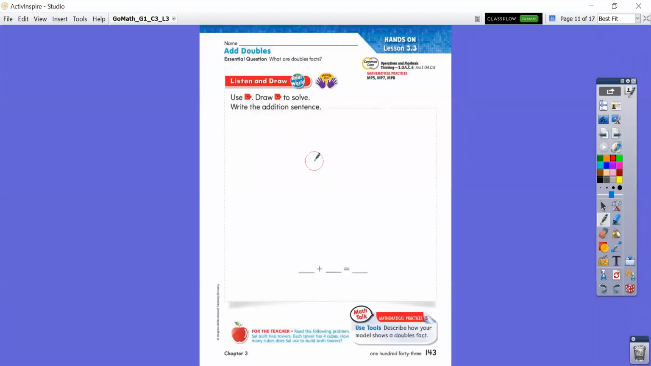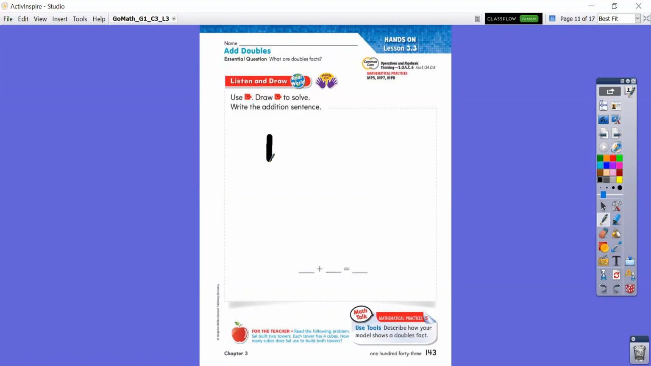Okay, so what we're going to do here is draw some doubles facts. My problem down at the bottom says, Sal built 2 towers. Each tower has 4 cubes. So I'm going to build a tower. Now at home, if you have Legos or any kind of blocks, you can do this along with me. So I want to make each tower have 4 cubes, or 4 Legos, 4 blocks.